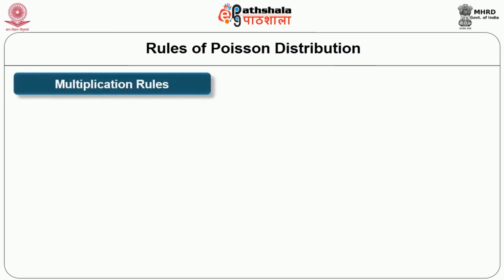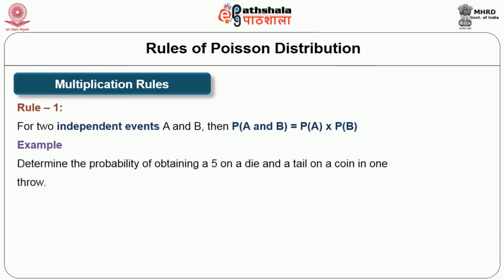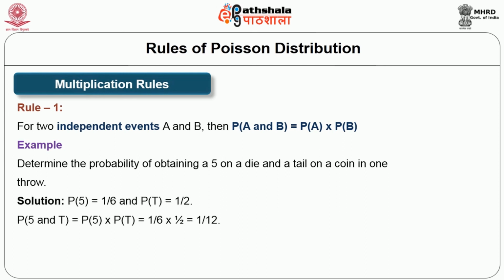Next rule, we will go for the multiplication rule. For two independent events A and B, the probability of A and B will be represented as the probability of A into the probability of B. For example, determine the probability of obtaining 5 on a die and a tail on a coin in one throw. The probability of 5 is 1 by 6 and the probability of tail is 1 by 2. So the probability of 5 and T, that is tail, is equal to the probability of 5 into the probability of T, which is 1 sixth into 1 by 2. So, the result will be 1 by 12.